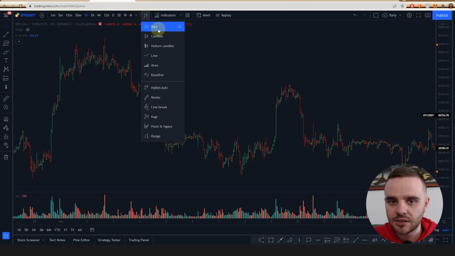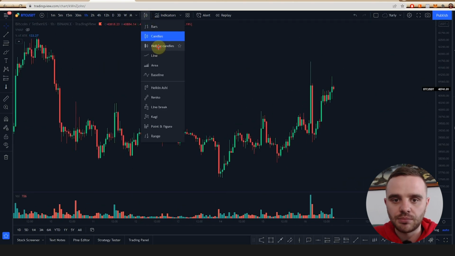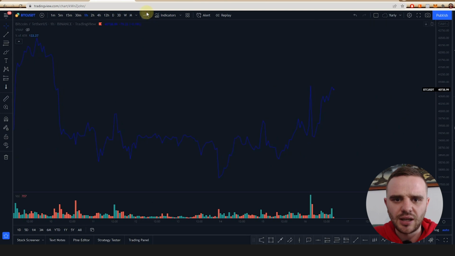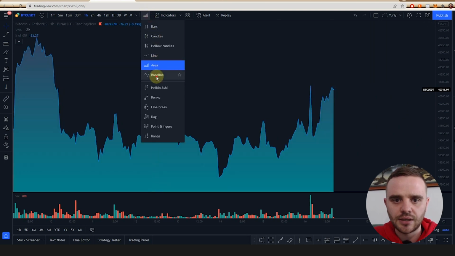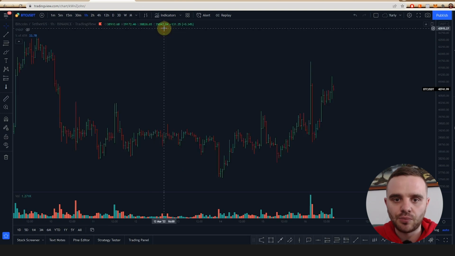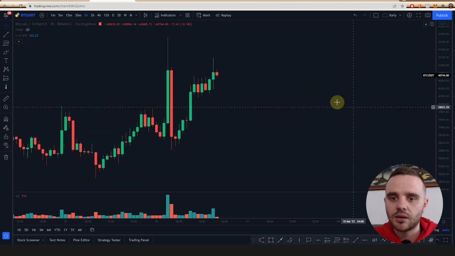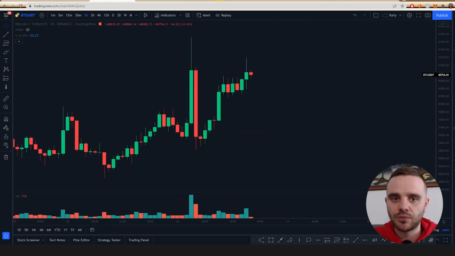Will it be bars, candles, or, for example, lines, areas, or even this stuff? I highly recommend you use candles or bars. I use bars. For some people, it's better to use candles. Candles and bars show the same information.